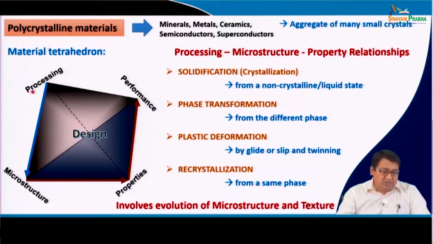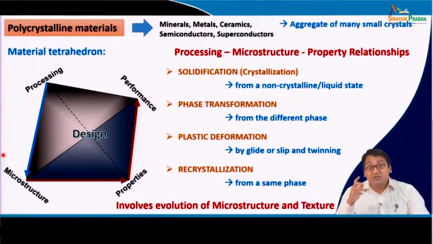Now, you see, the processing of the material not only changes the microstructural morphology, but it also changes the texture. So, as the processing involves change in both microstructure and texture, the texture must be considered while considering the property changes in the material through any kind of processing available.